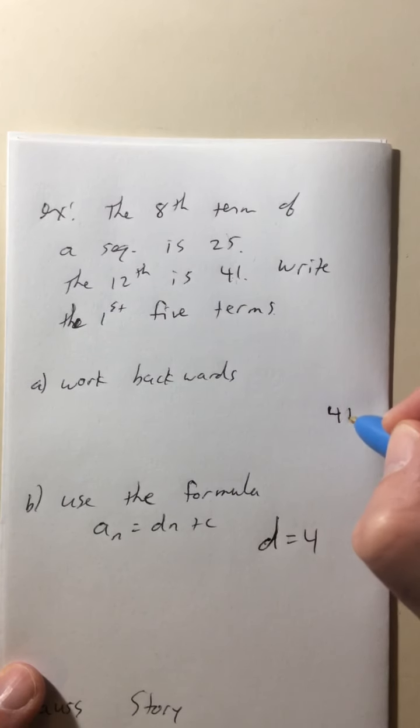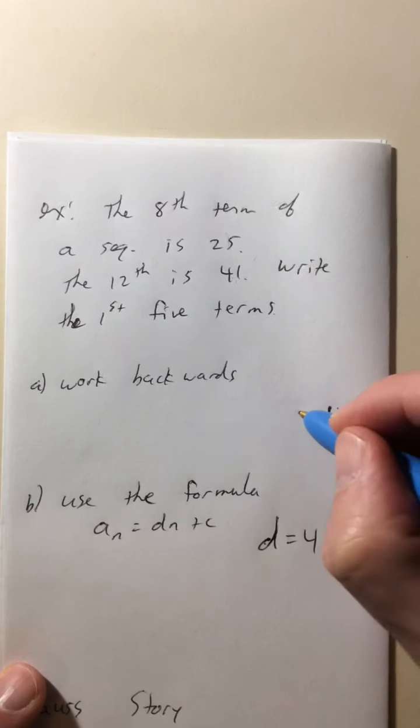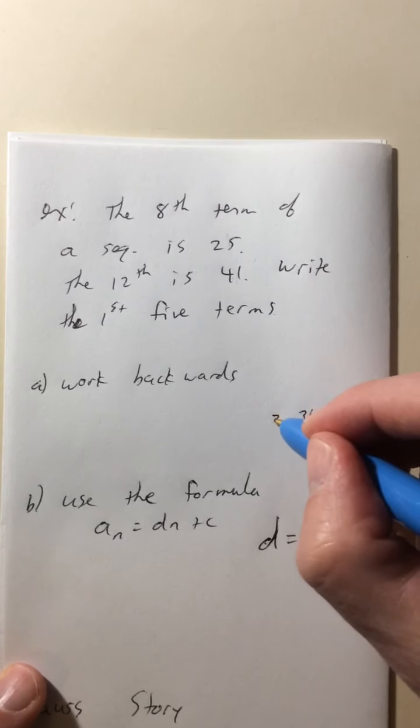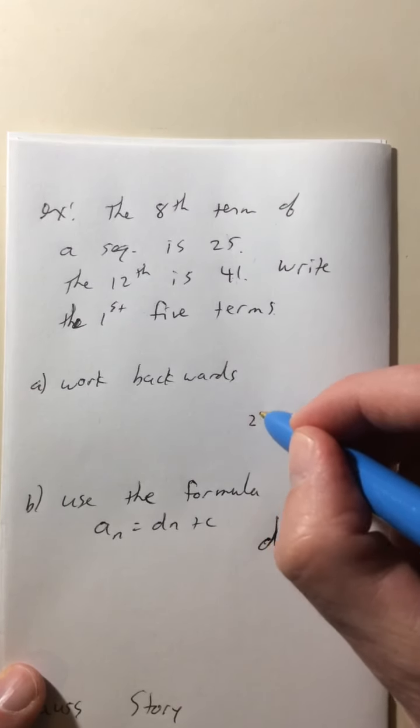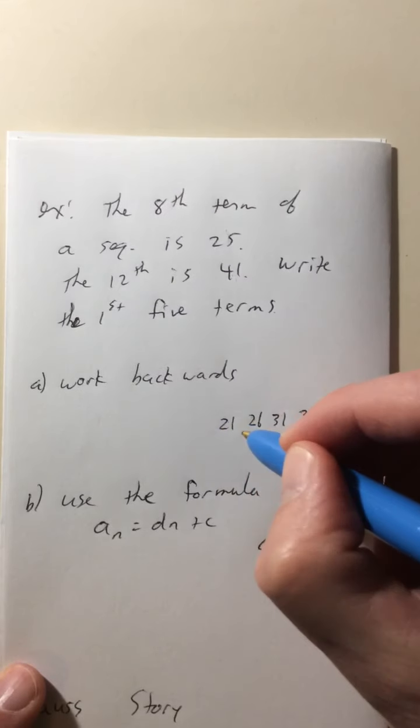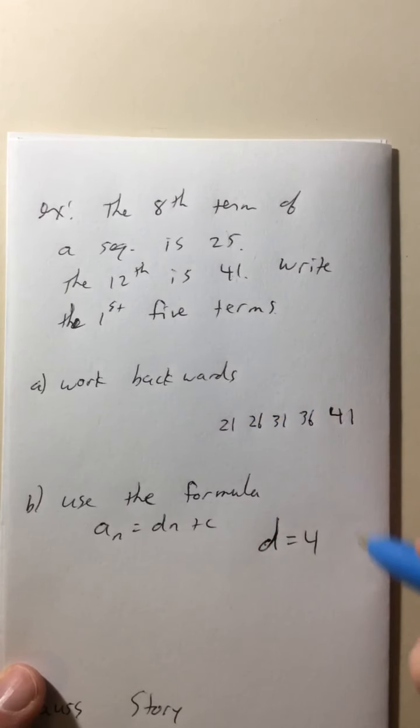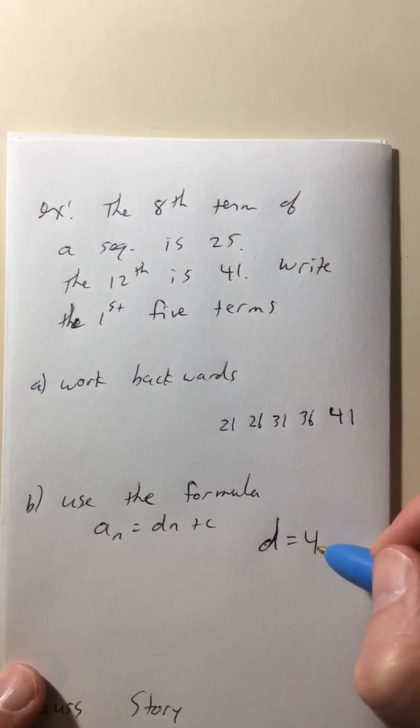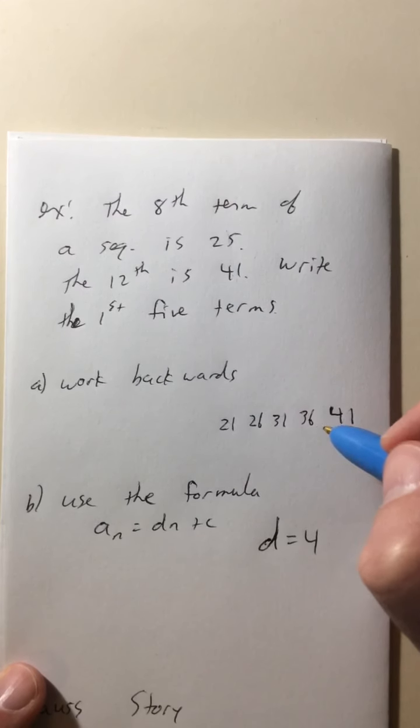So I got 41 over here. And then subtract 5, I got 36, 31, 26, 21. It's going to be a nice little pattern here, right? Oh, crap. The common difference is 4, not 5. Okay, let's try this again.